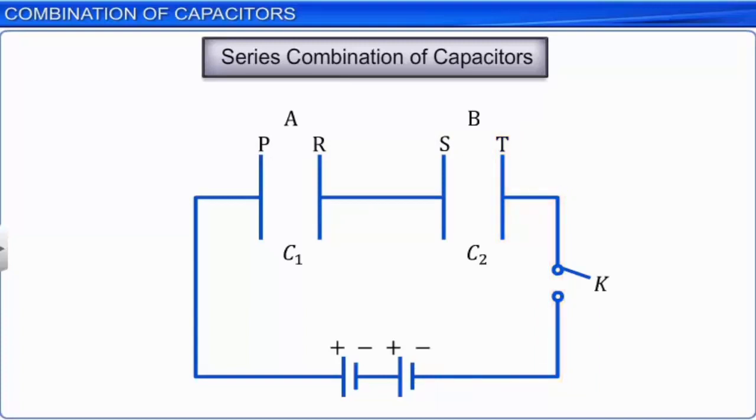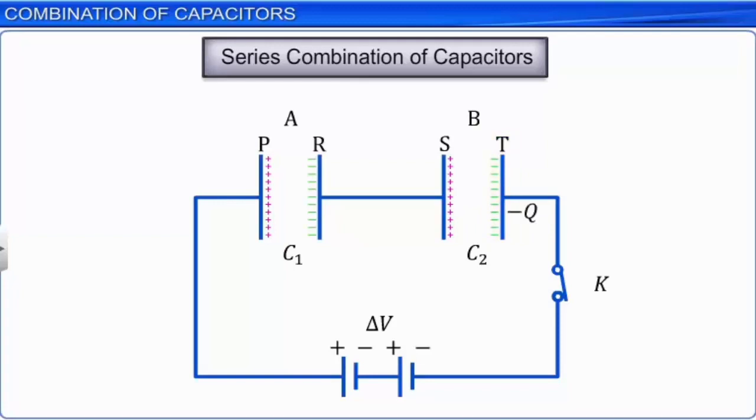This type of combination of capacitors is called a series combination of capacitors. Let a potential difference delta V be applied across this combination by the battery. When the key is closed and the battery is connected to the combination of the capacitors, electrons are transferred out of the plate P of capacitor A and onto the plate T of capacitor B. Electrons are negatively charged and hence a negative charge is accumulated over the plate T. Let this charge be minus Q.